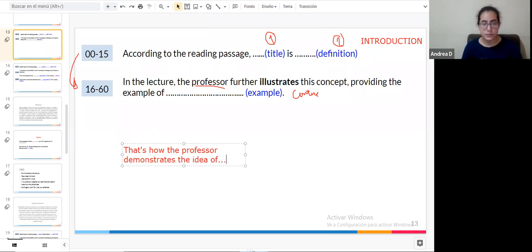Okay. So, and that's it. It's one of the simplest templates, intro and lecture. Is it okay? Does it make sense? Anything that's not so clear? Any questions?